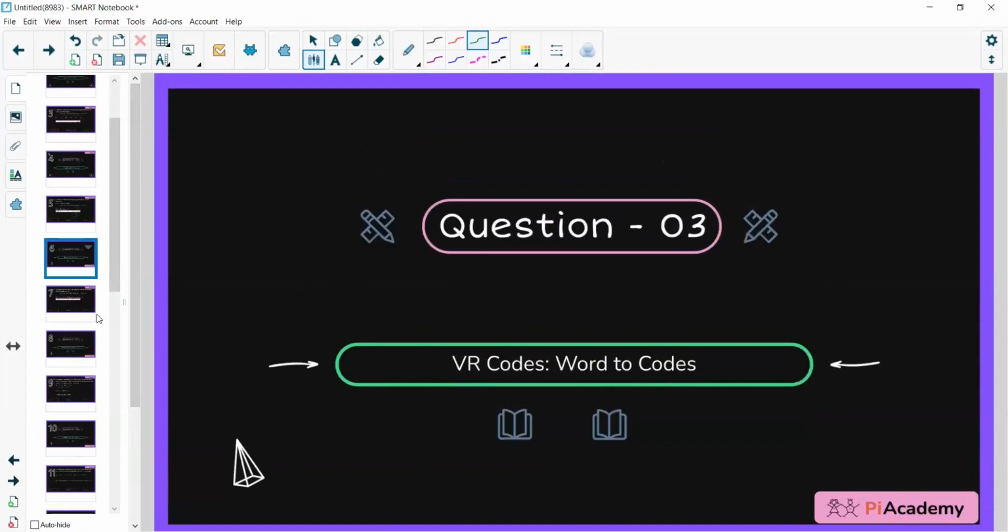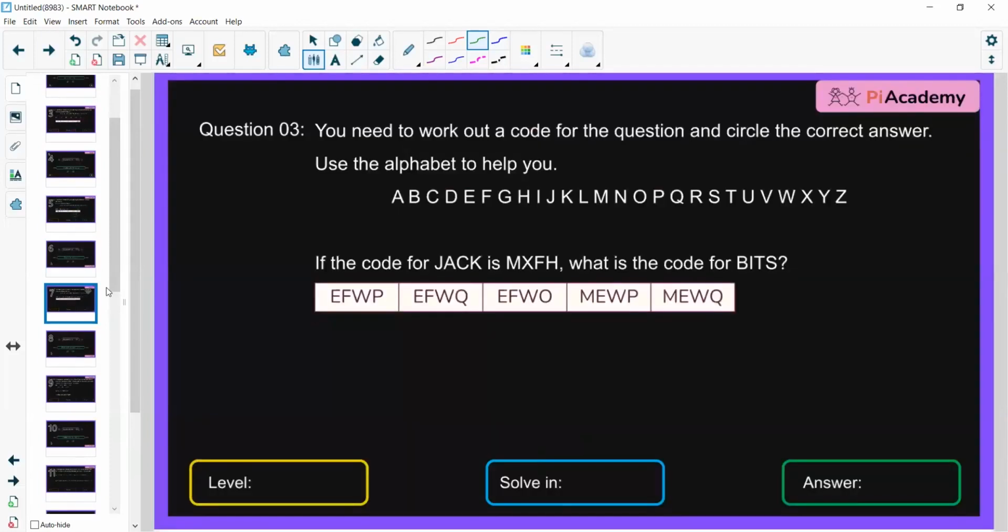Okay, now this is a little bit crucial and it might be tricky, but let's see how we can do. You need to work out a code for the question and circle the correct answer. Here you are given 2 words. If you can see, the code for JACK is MXFH. So this word JACK stands for MXFH. What does this imply, guys?